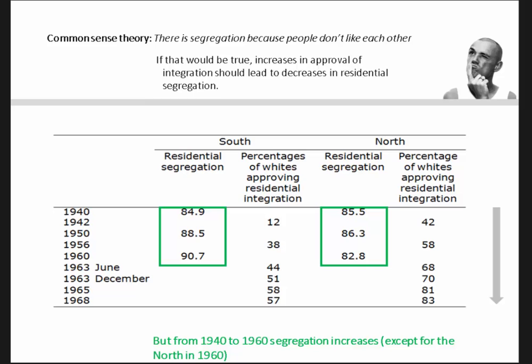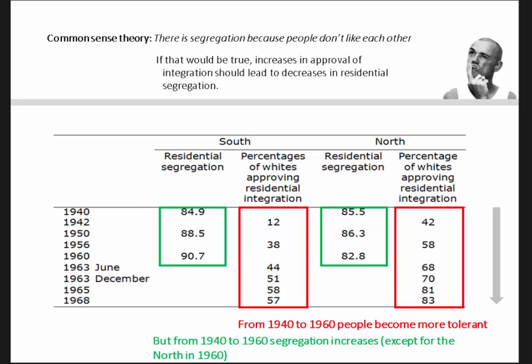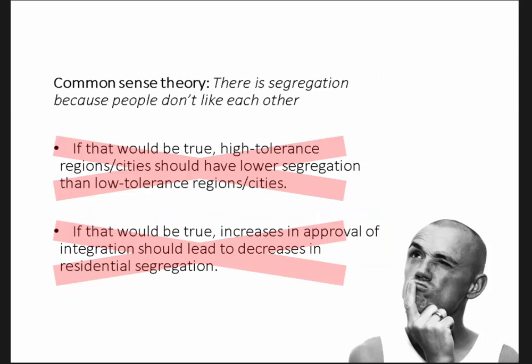Again, now let's look at how residential segregation evolves over time. For the South, it even increases over time, from the 1940s to the 1960s. For the North, there's not really a pattern. It goes up and then it goes down again. So when we bring these two things together, we see that from the 1940s to the 1960s, people become more tolerant, but in the same time period, segregation increases or remains the same. This doesn't go along with this implication. So again, we don't find evidence in favor of this implication, which tells us that, hang on, maybe the explanation we had to begin with might be wrong.